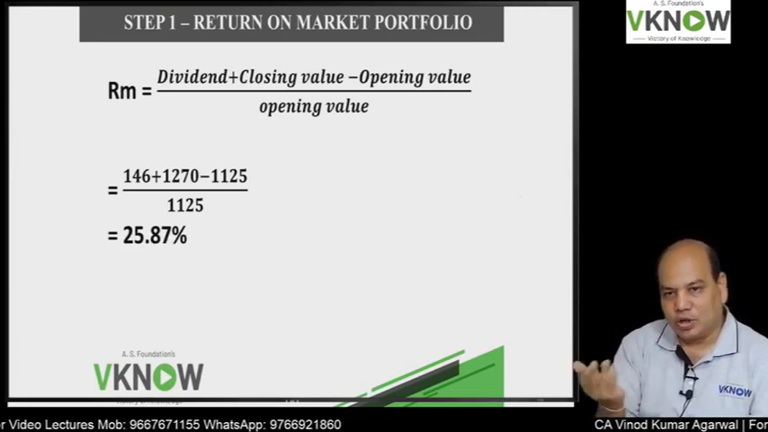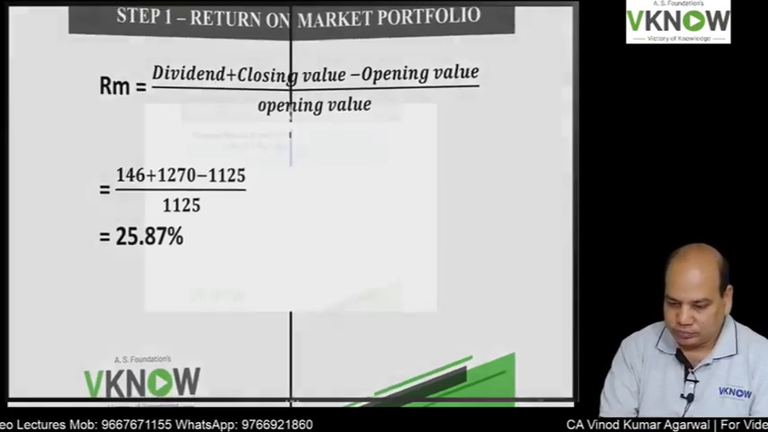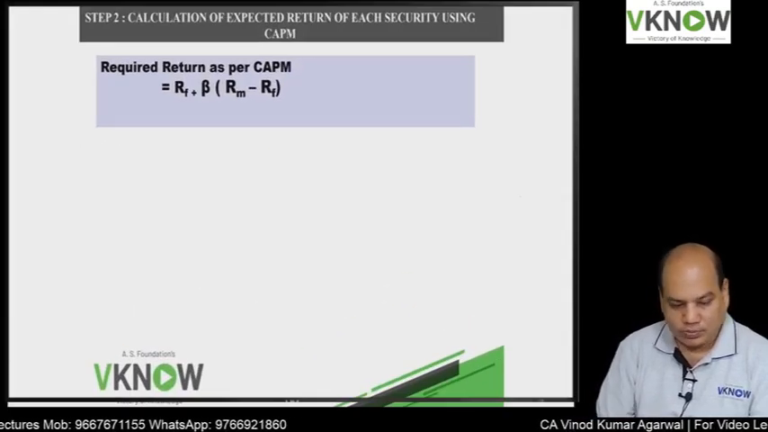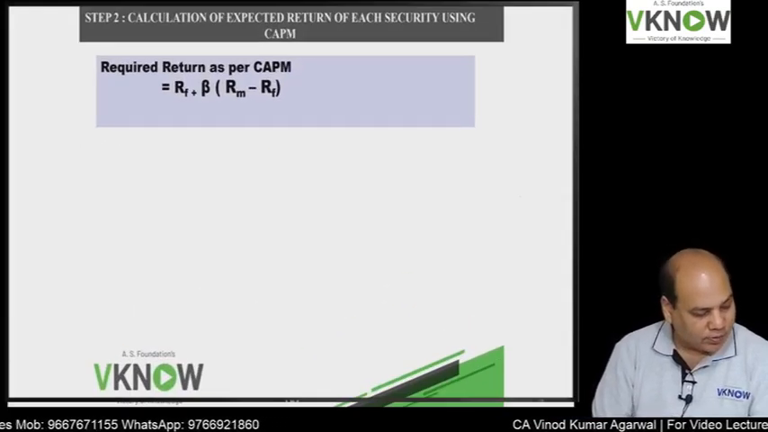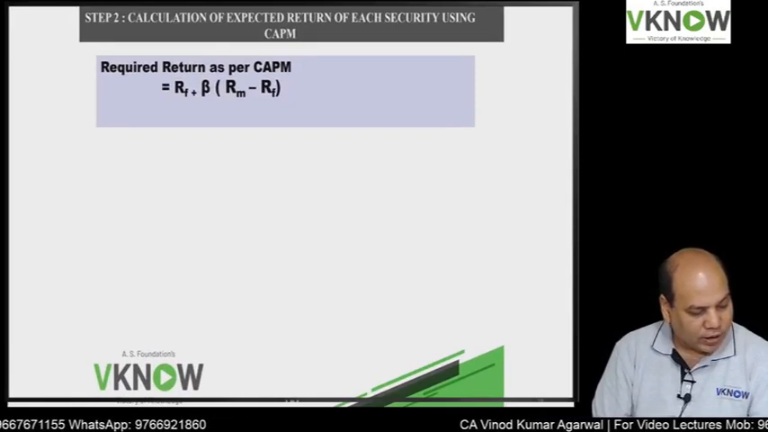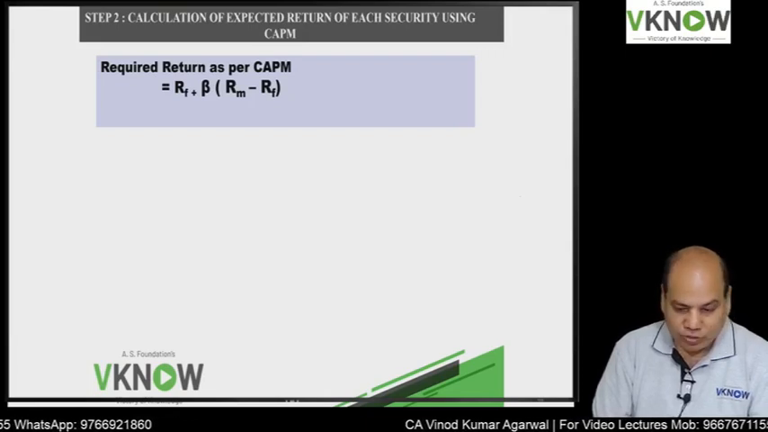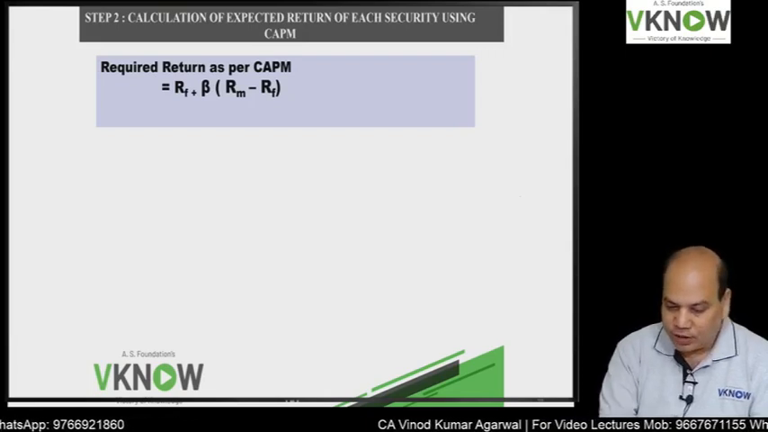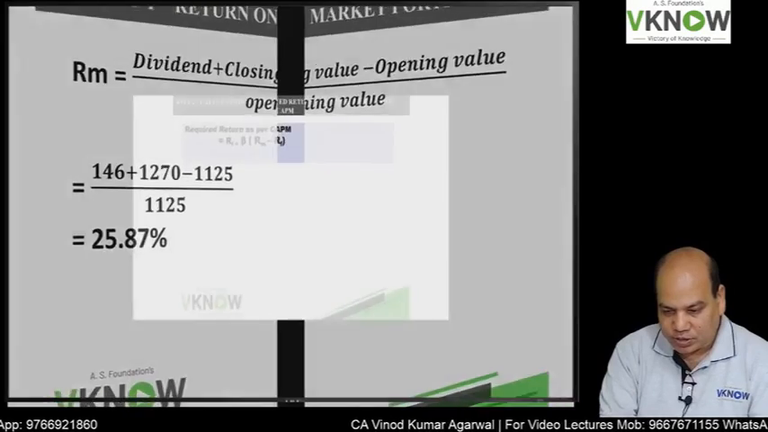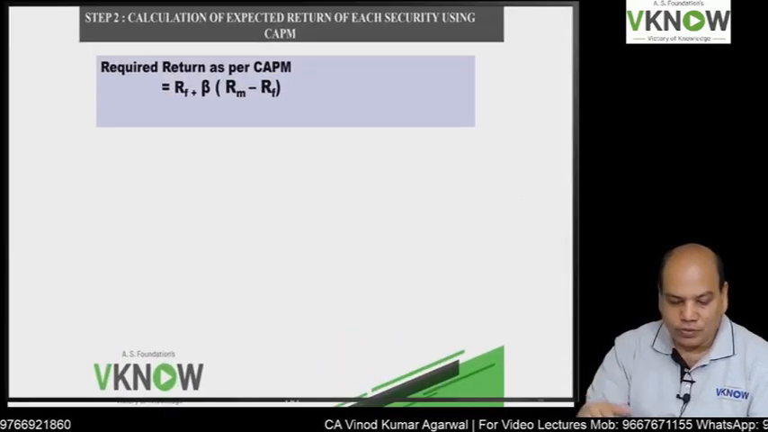Once you get RM, now the problem is easy. Write down below. So this was my first answer: expected rate of return of the portfolio aggregate of the investor. So on an aggregate basis, the investor earned 25.87%. Now for each stock we have to compute.